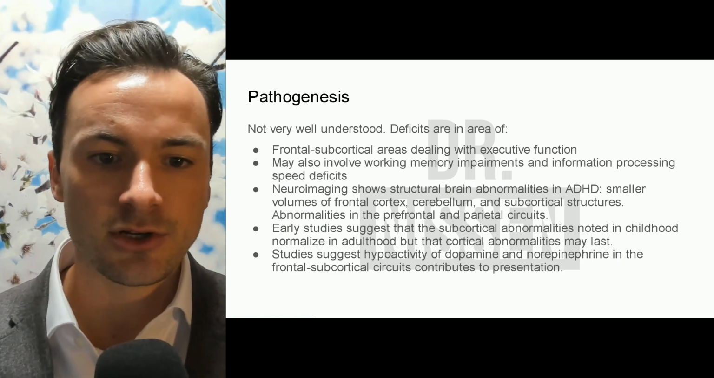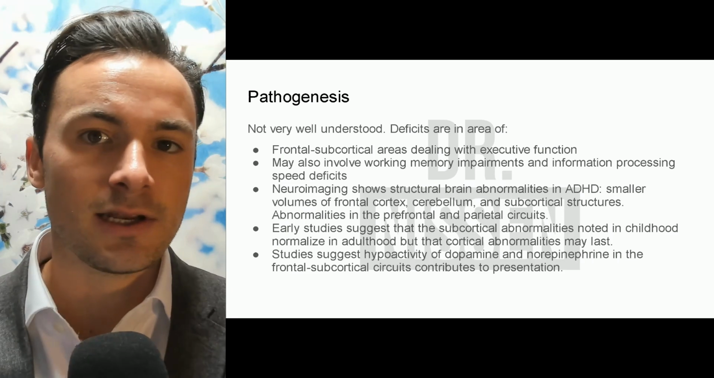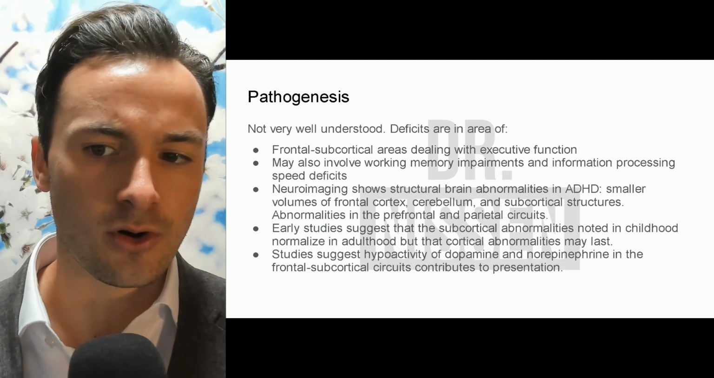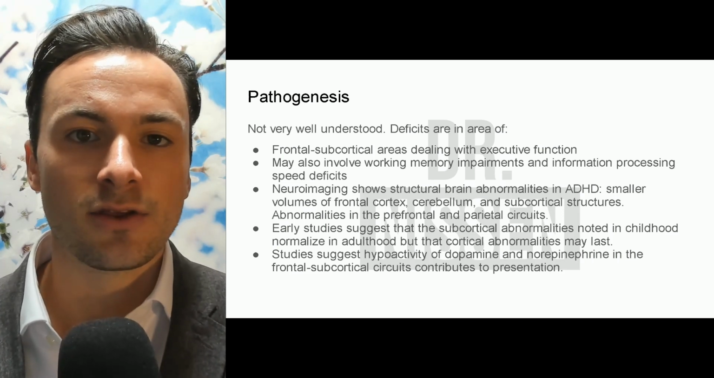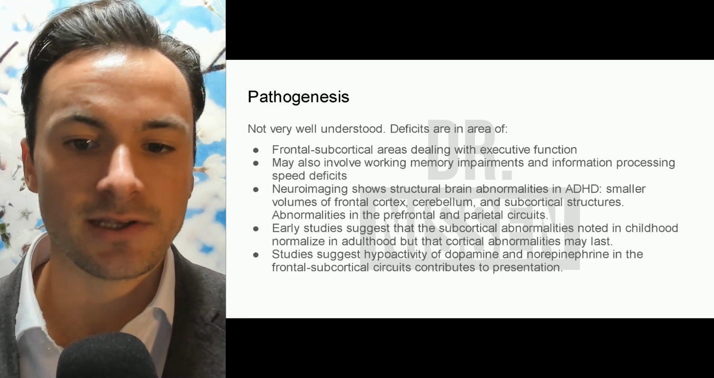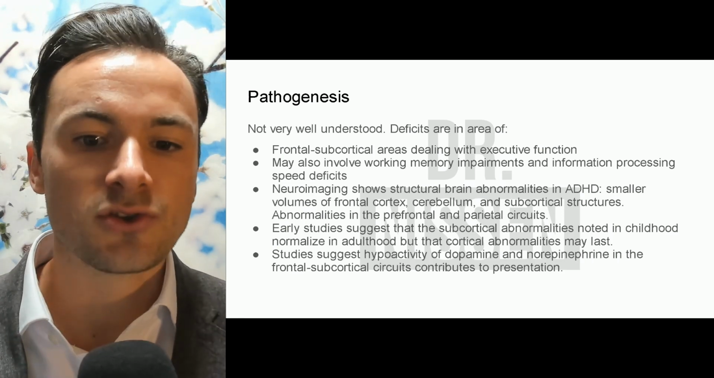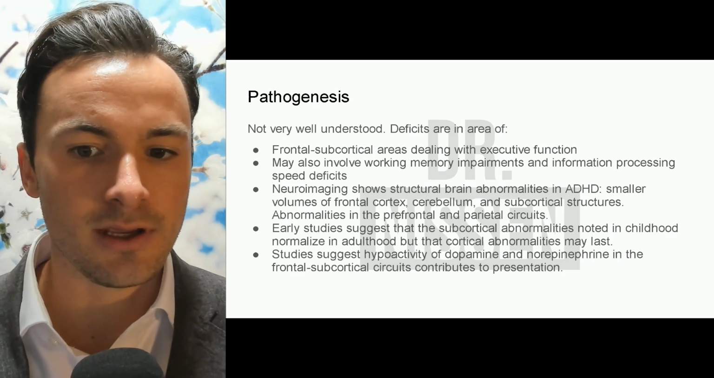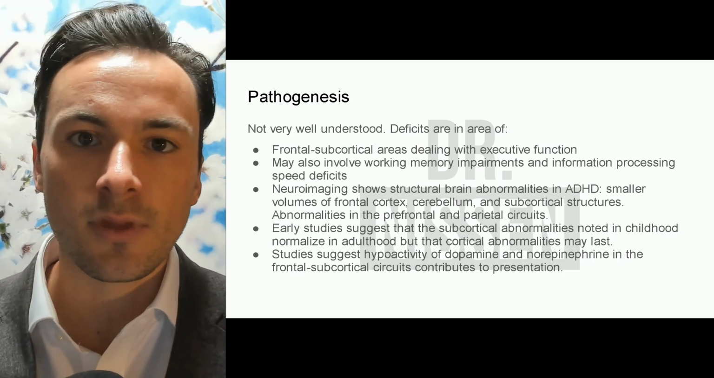So the neuroimaging research that's been done shows these structural brain abnormalities, and that's seen in smaller volumes of the frontal cortex, as well as parts of the cerebellum and subcortical structures, as well as in the prefrontal and parietal circuits. And related to that, there are some early studies now suggesting that some of these differences in the subcortical structures, so the structures that are deeper within your brain, do perhaps normalize after childhood, but that as we get into adulthood, the cortical abnormalities, or the abnormalities on the more outside parts of the brain, those persist.